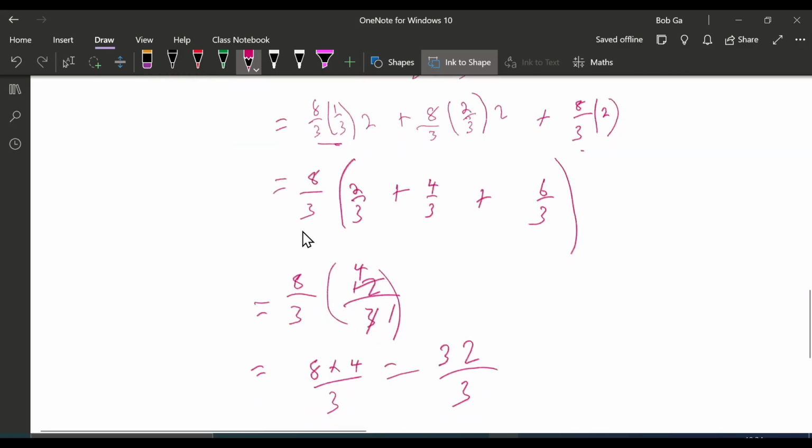And then we have 8 over 3. We can factorize out 8 over 3 because each term here has 8 over 3. So this one has 8 over 3, this one has 8 over 3, and this one also has 8 over 3.